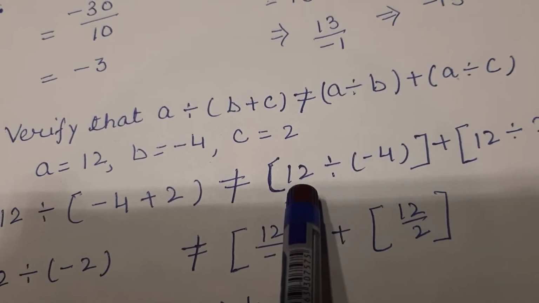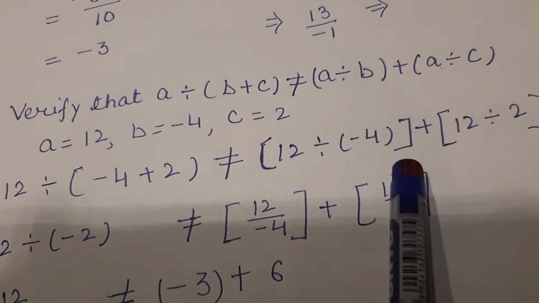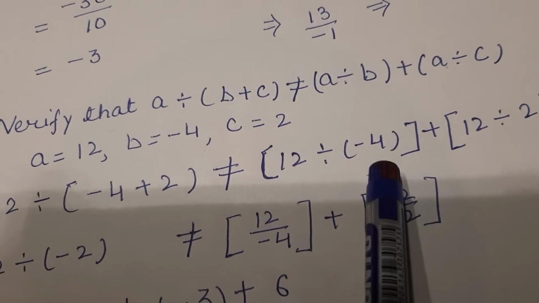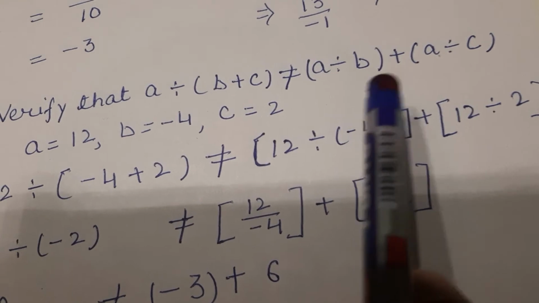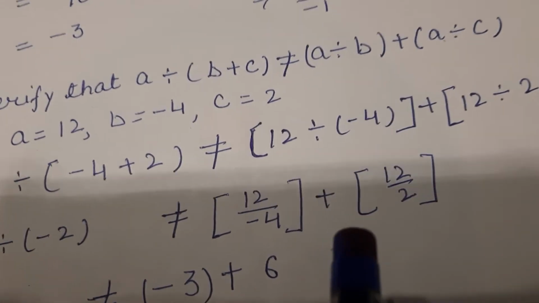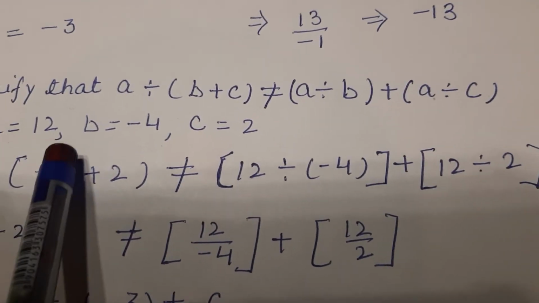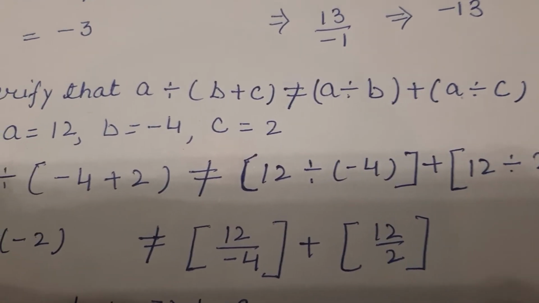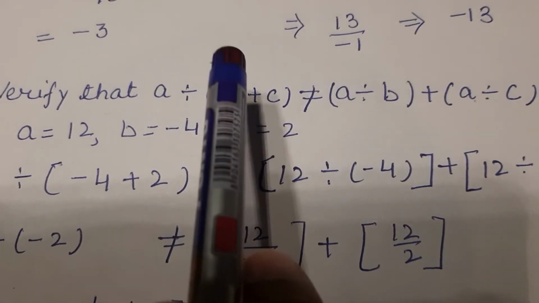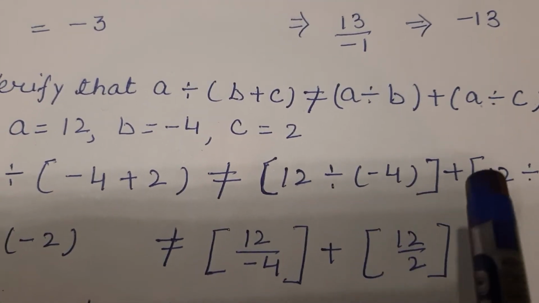Then 12, a is 12, division sign, b is minus 4. Why have I used a square bracket here? Because there is already a small bracket inside the bracket. So for the second we use a square bracket, and after square we use a curly bracket. Next plus a divided by c. A is 12 divided by 2. In the first step I have put all the values in place of these variables. These are variables now, a, b, c. So I have put their values here.